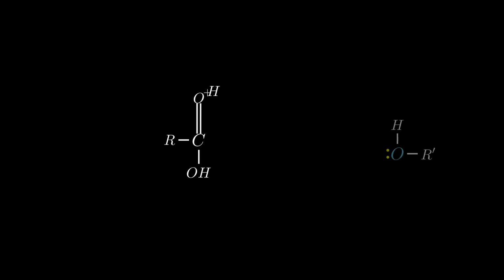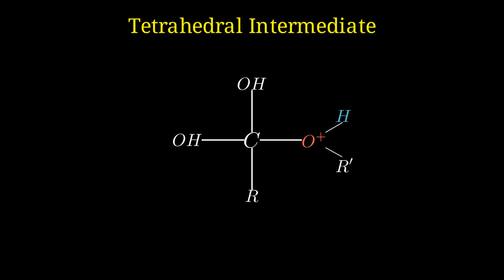Now look at the alcohol molecule. Its oxygen atom is also rich with electrons. Seeing that hungry carbon center, the alcohol's oxygen attacks. As you can see here, a lone pair of electrons from the alcohol forms a new bond with the carbonyl carbon. But the carbon can't have 5 bonds, so the existing double bond breaks, pushing those electrons up onto the top oxygen. This brings us to a crucial moment, the tetrahedral intermediate.